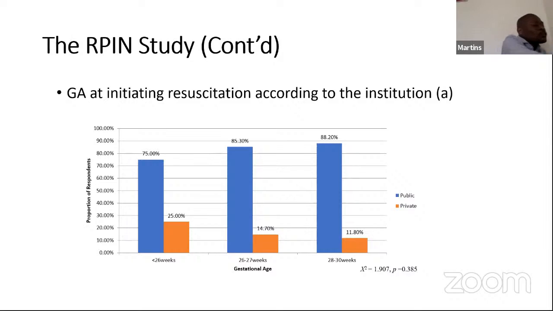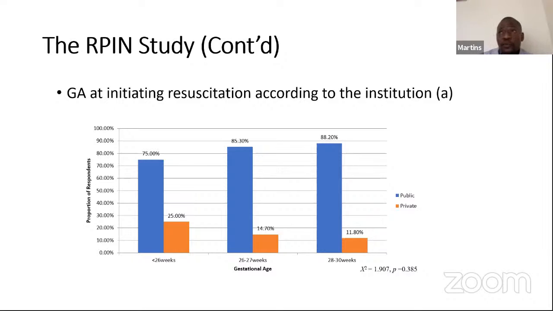Then we try to look at our data from an institution perspective, private and public hospitals. And we have those who resuscitate less than 26 weekers, those between 26 to 27 weeks, and then above 28 weeks. And we found out that private hospitals were actually still resuscitating babies less than 26 weeks, which is really good.